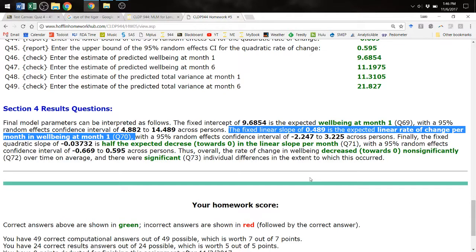The same is true on the random side. If you have a random quadratic slope, the random linear time slope variance is specific to time 0 also. There. Does that help? Kinda? Let me see if I can say this any better. What did you think it should be instead of month 1?